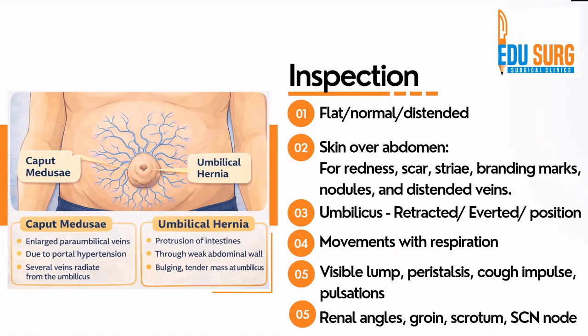Now, as we all know, there are four important steps in examination. It is inspection, palpation, percussion, and auscultation. Coming to abdominal inspection, the first thing is the shape of the abdomen.